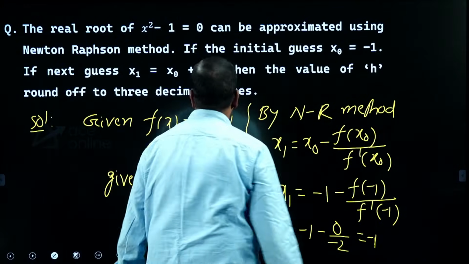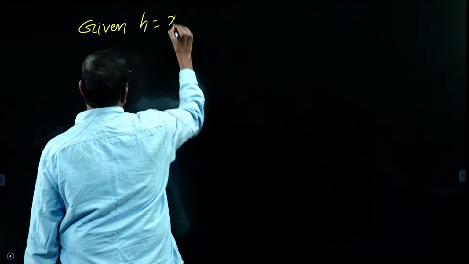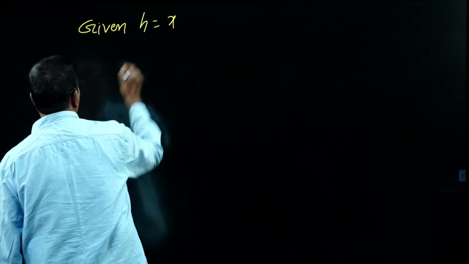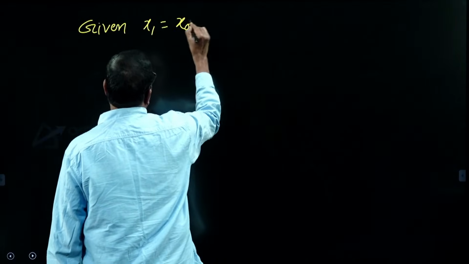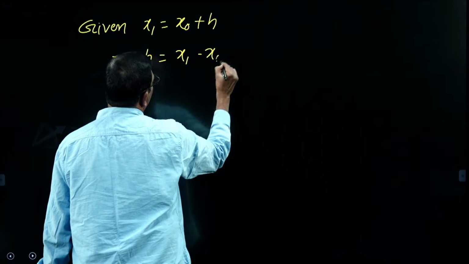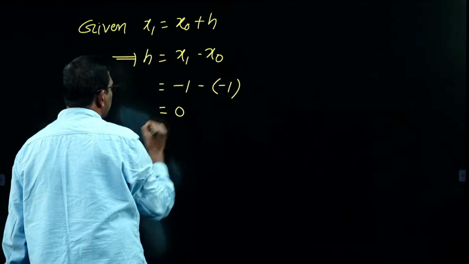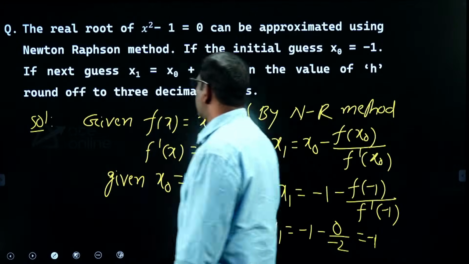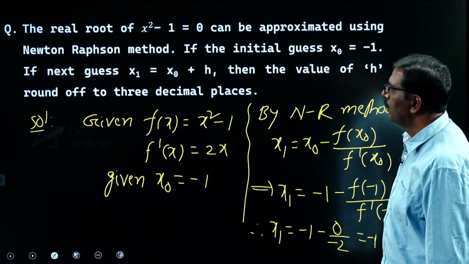So, what is h? Given x1 is equal to x0 plus h. Okay, one step I will write. Given x1 is equal to x0 plus h. That implies what is h? x1 minus x0. What is x1? x1 is minus 1, x0 is also minus 1. You are getting 0 or not? Therefore, h is equal to 0 at this step. Okay, here h is equal to 0 only for this particular case.